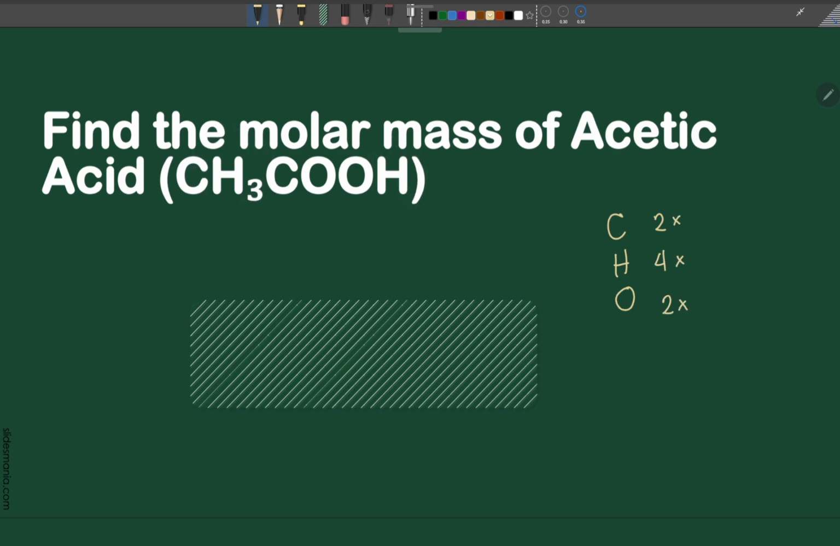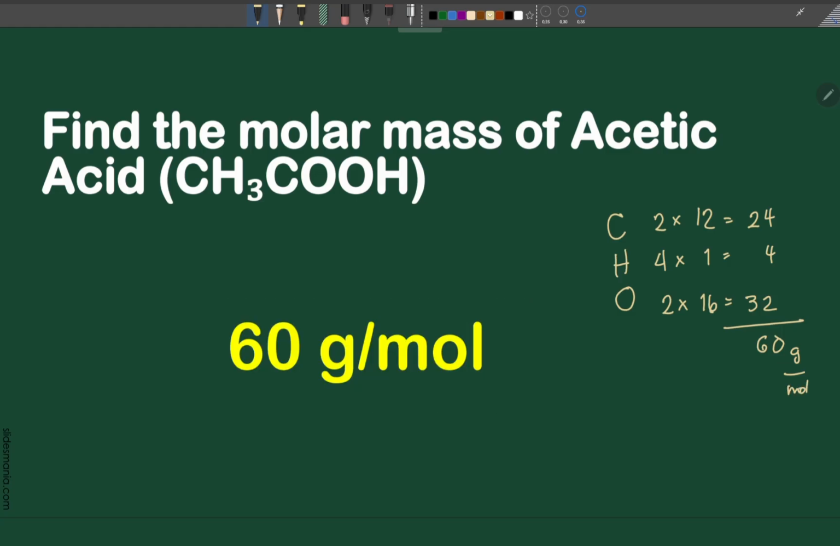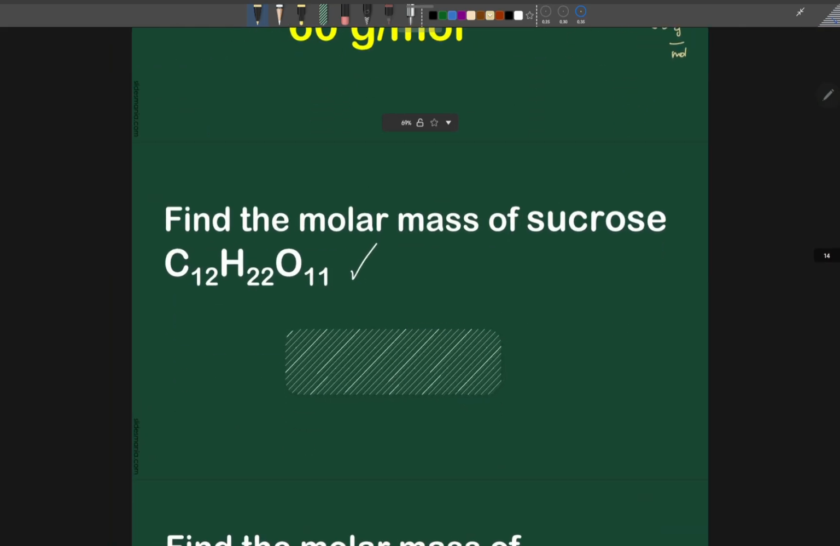Multiply by the mass from the periodic table. So 12, 1, and then 16. So this one will be 24, 4, and then 32. Add this together, 60 grams per mole. Okay, so there.